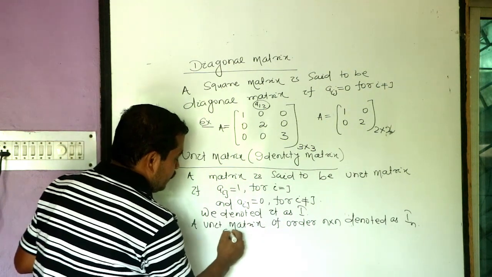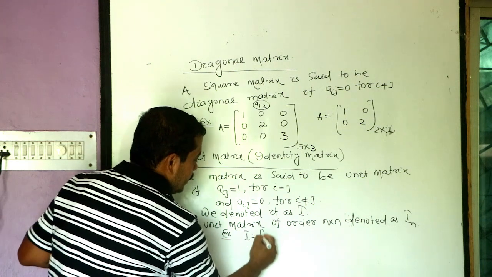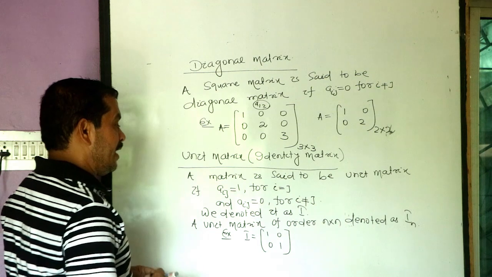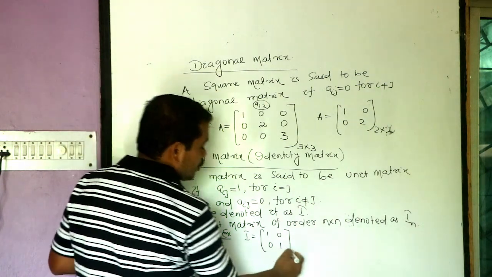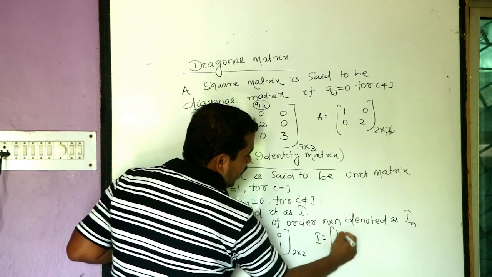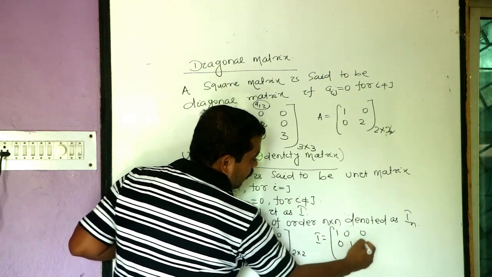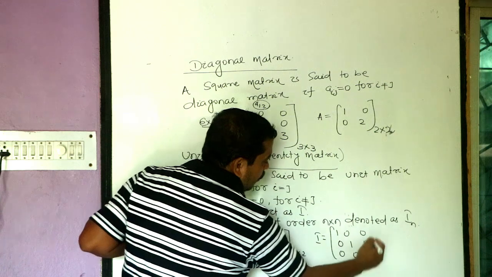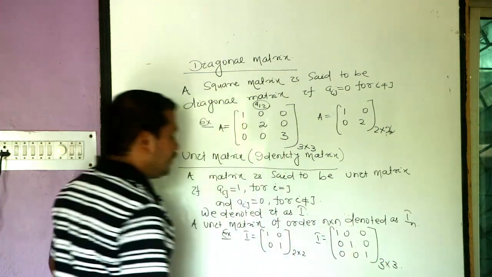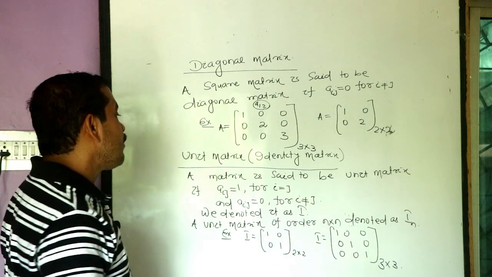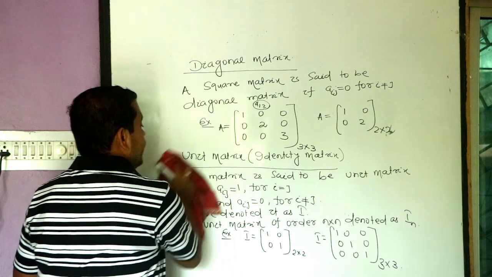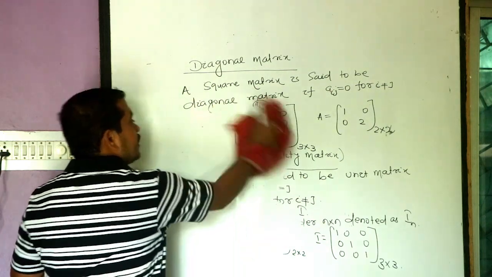For example, 1 0 0 1. This is a unit matrix of order 2 cross 2. I equals 1 0 0, 0 1 0, 0 0 1. This is a unit matrix of order 3 cross 3. These are all examples of unit matrix. Next, scalar matrix.